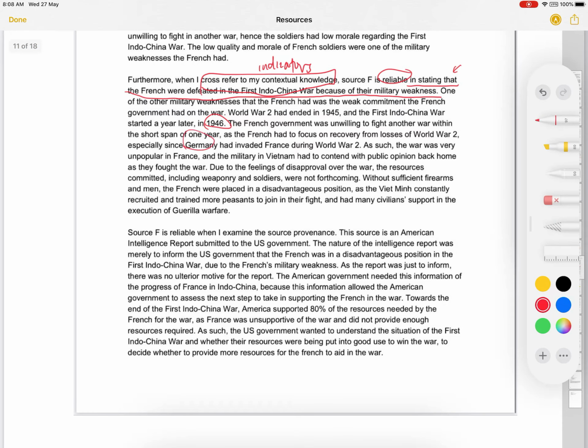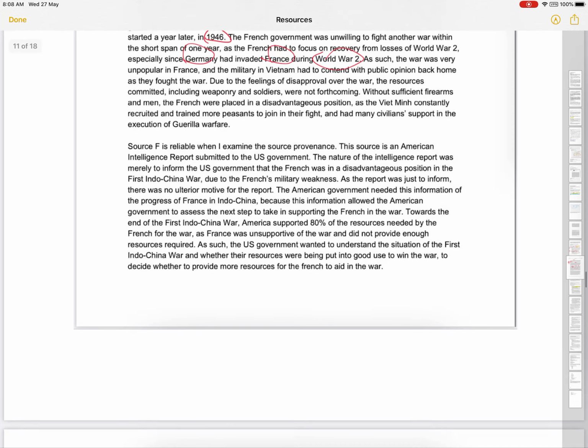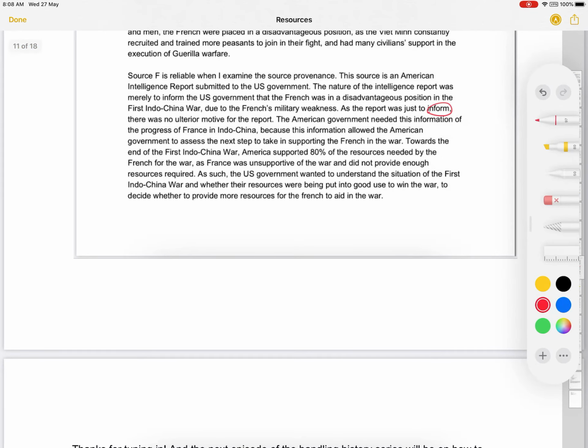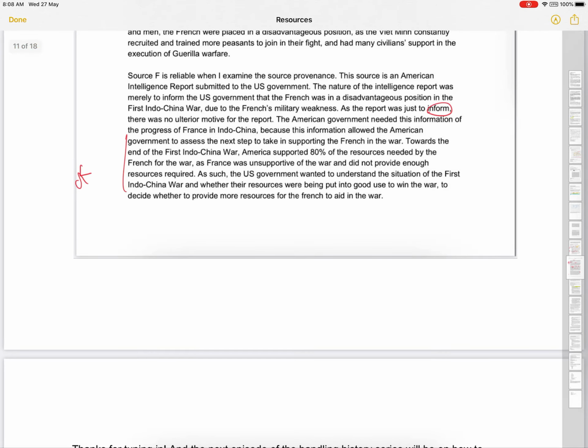Specifics, details, you must make sure you include them. Now, this part is the source provenance part, so you can take a look by yourself. Inform, this is the active verb. It is rather passive because there's no ulterior motive. And then you can include a bit of your contextual knowledge. A bit will do. Sometimes you just have to see the situation and act accordingly.